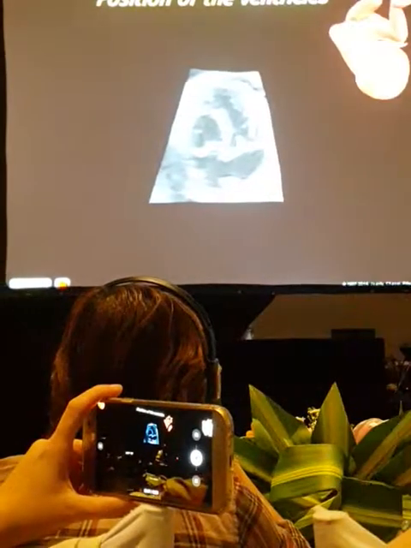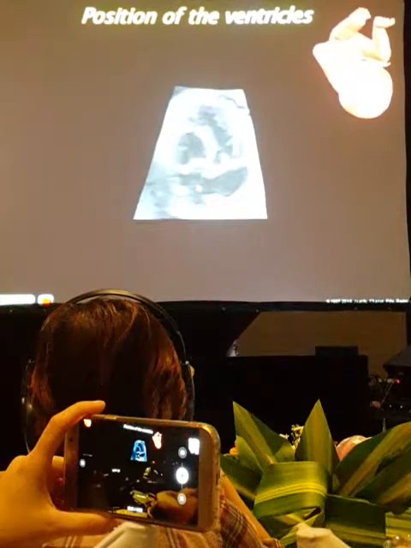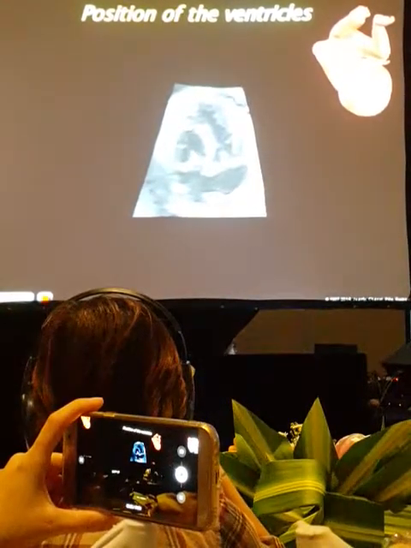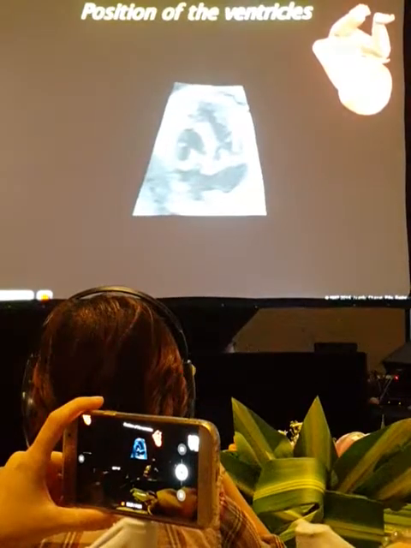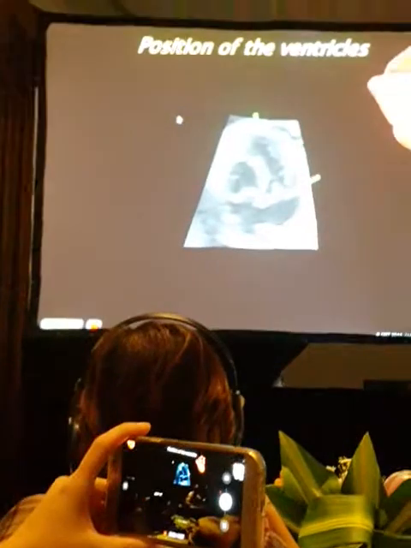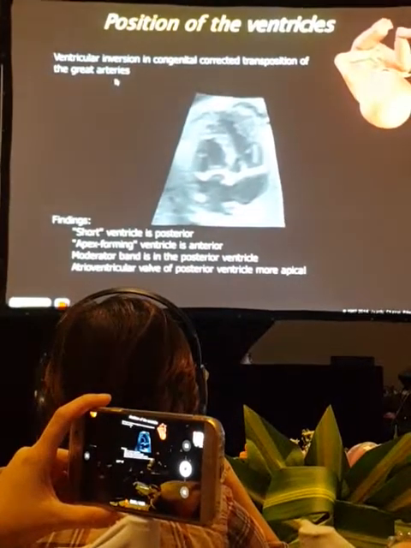This is an atrium that receives the pulmonary veins. So this has to be the left atrium. And the left atrium is connected to the right ventricle. What is this condition? This is the L transposition of the great arteries. This is also called the congenitally corrected transposition of the great arteries.